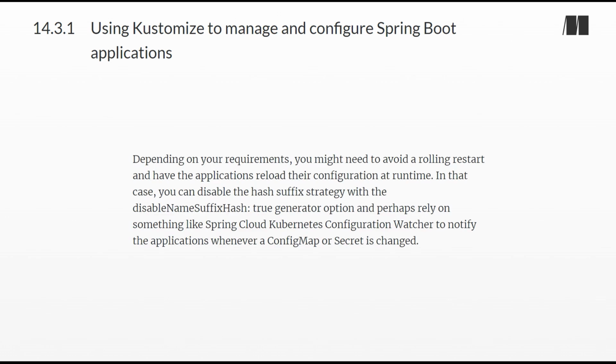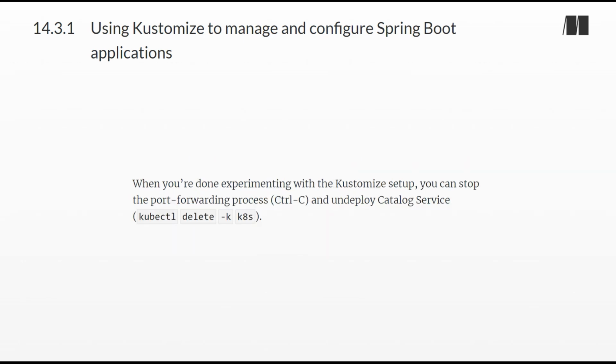Note: depending on your requirements, you might need to avoid a rolling restart and have the applications reload their configuration at runtime. In that case, you can disable the hash suffix strategy with the disableNameSuffixHash: true generator option, and perhaps rely on something like Spring Cloud Kubernetes Configuration Watcher to notify the applications whenever a config map or secret is changed. When you're done experimenting with the customized setup, you can stop the port forwarding process, Ctrl+C, and undeploy catalog service: kubectl delete -k k8s.